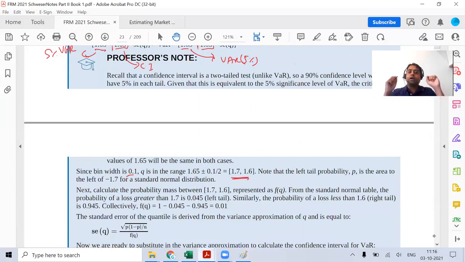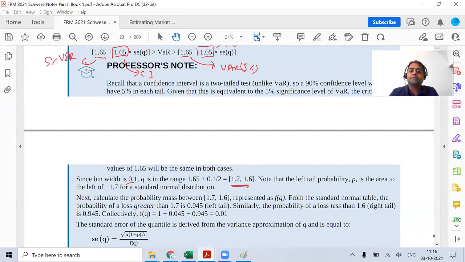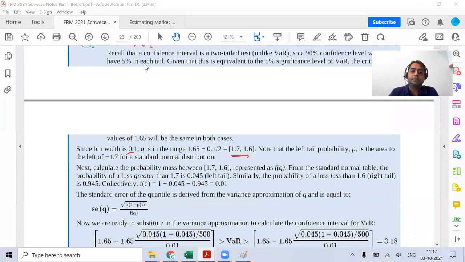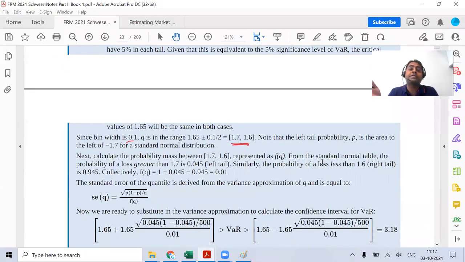Is everybody clear on how we are getting 1.7 and 1.6? Is everybody okay with this? Assume the bin size is already given in the question, so we have taken it directly from there. This is an important step because if you do not understand what this 1.7 and 1.6 are, then you won't be able to go ahead. Now I'm taking you back to the distribution part.